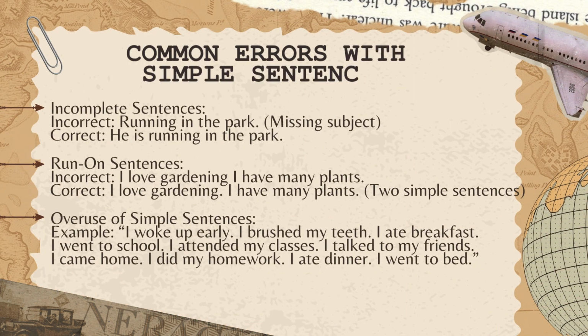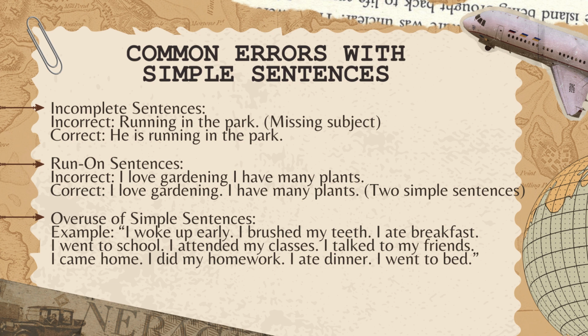There are common errors with simple sentences. Incomplete sentences. Incorrect, running in the park. Missing subject. Correct, he is running in the park. Run-on sentences. Incorrect, I love gardening, I have many plants. Correct, I love gardening, I have many plants.